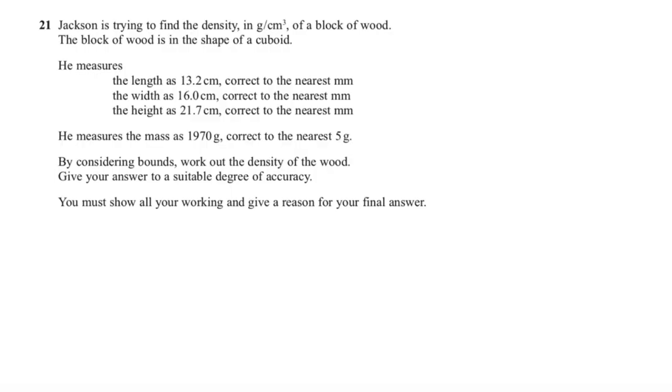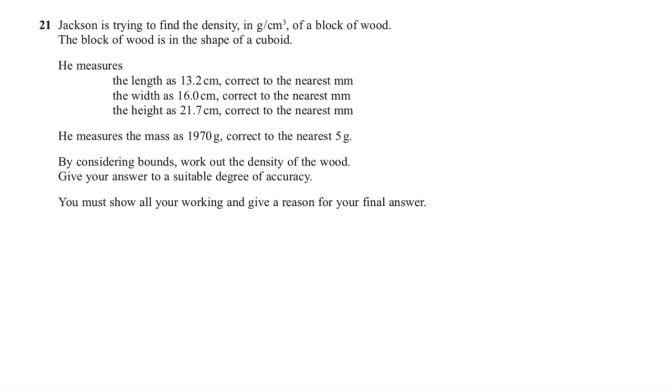Jackson is trying to find the density in grams per centimeters cubed of a block of wood. The block of wood is in the shape of a cuboid. He measures the length as 13.2 centimeters, correct to the nearest millimeter. The width as 16 centimeters, correct to the nearest millimeter. The height as 21.7 centimeters, correct to the nearest millimeter. He measures the mass as 1,970 grams, correct to the nearest 5 grams. By considering bounds, work out the density of the wood. Give your answer to a suitable degree of accuracy. You must show all your working and give a reason for your final answer.